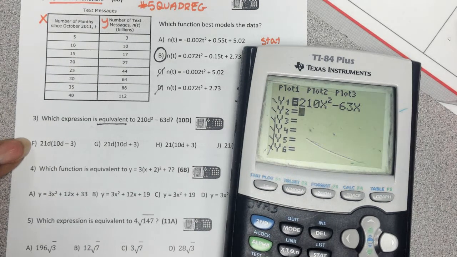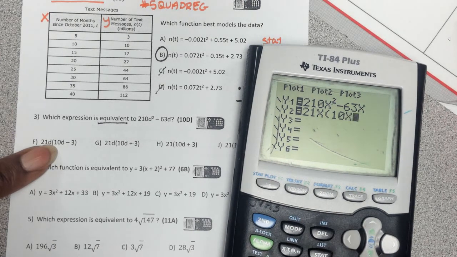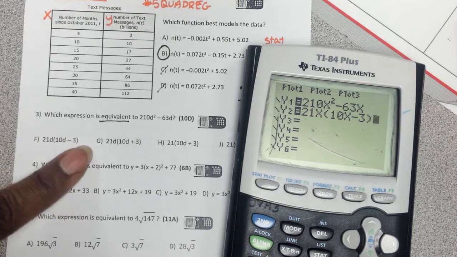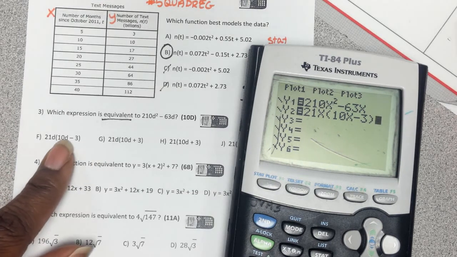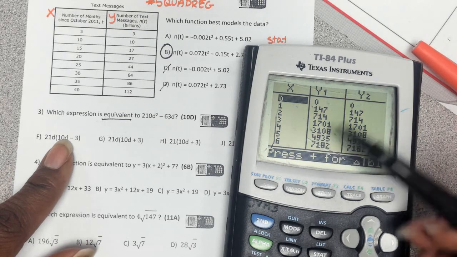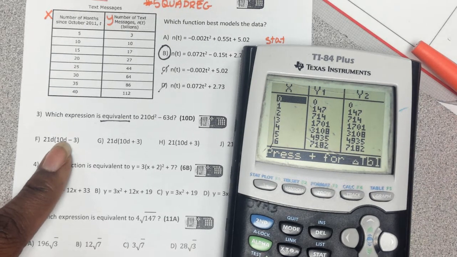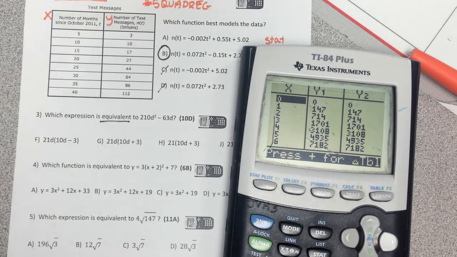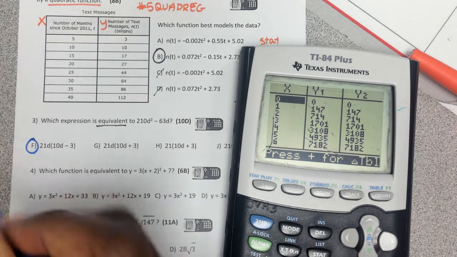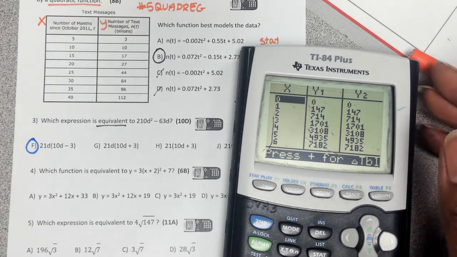Which is 21x parentheses 10x minus 3. Yes, close the parentheses. Once again, second graph, I want to make sure all of these are exactly the same. And I am happy because I don't have to try anything else. This is my answer for this one. All the Y1s match all the Y2s.